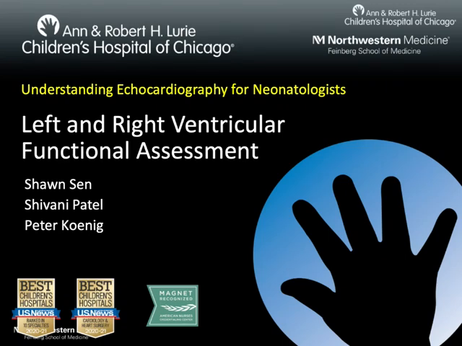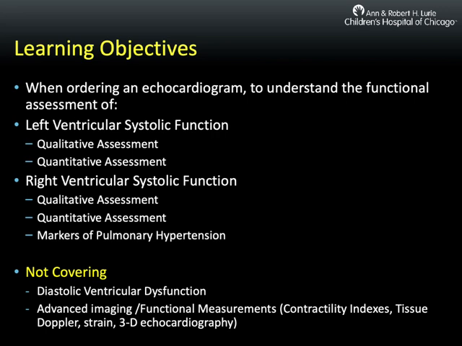So, in the next part of understanding echocardiography for neonatologists, we'll be reviewing left and right ventricular functional assessment. The learning objectives, again, when ordering an echocardiogram, is really to help understand the functional assessment of left ventricular systolic function, both the qualitative and quantitative assessments, as well as the right ventricular systolic function, knowing the qualitative and quantitative assessments, as well as we'll be reviewing the markers of pulmonary hypertension.